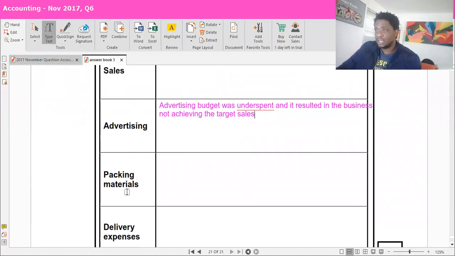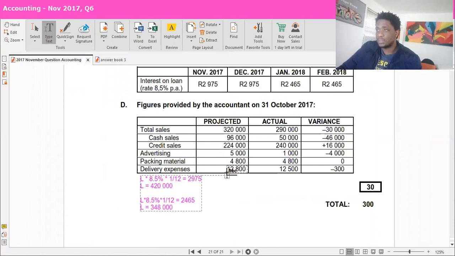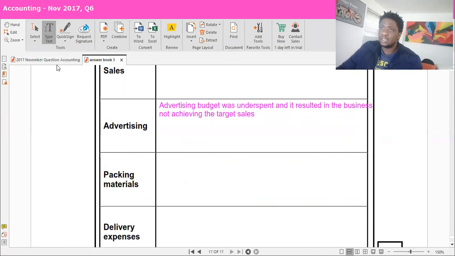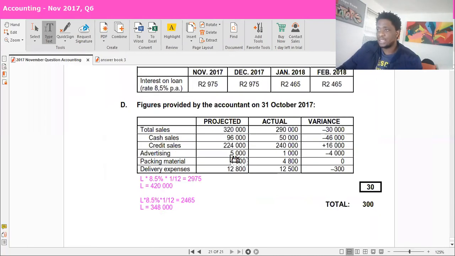And then packing material. For packing material, it seems like we're stuck with the plan. We budgeted 4,800 and we ended up with 4,800. But if you budget for packing materials of 4,800 when you actually planned for sales of 220,000, and you do not achieve those sales, shouldn't you also have underspent a bit on packing materials? Surely you should have been able to save on the packing materials because you didn't achieve the sales.